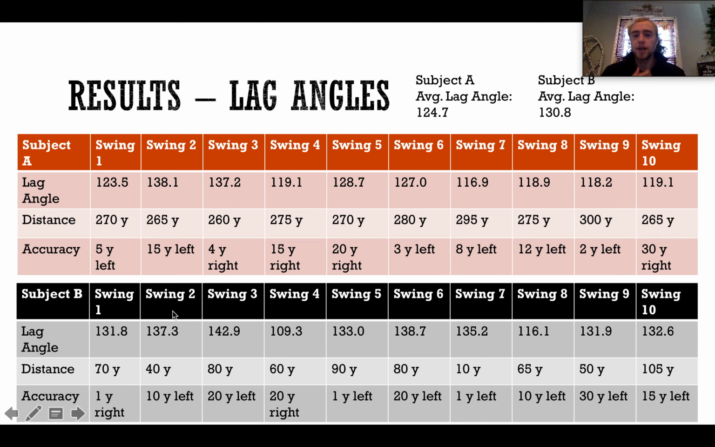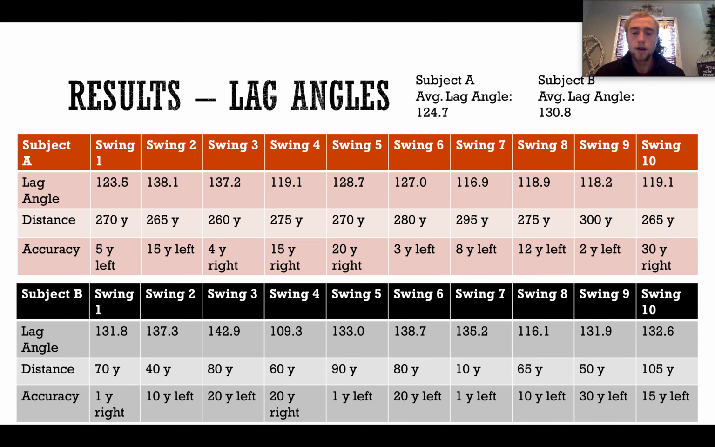If we look at subject B down here, if we take a look at swing 4, she actually reached a lag angle of only 109.3 degrees, which is actually lower than the trained individual up here. But ironically, it was not her best shot at all. It was probably one of her worst shots. It only went 60 yards, and it went 20 yards right of target, so not even close to where she was aiming.